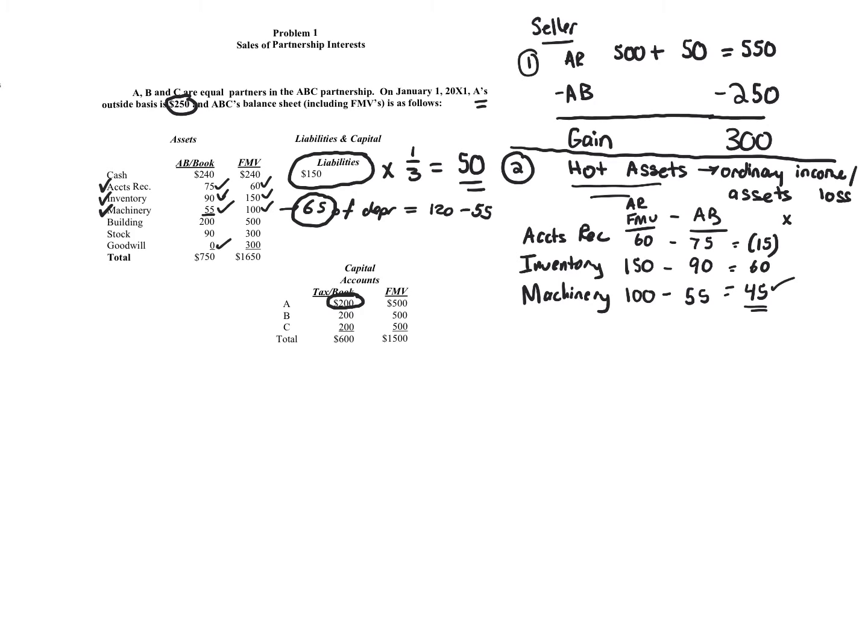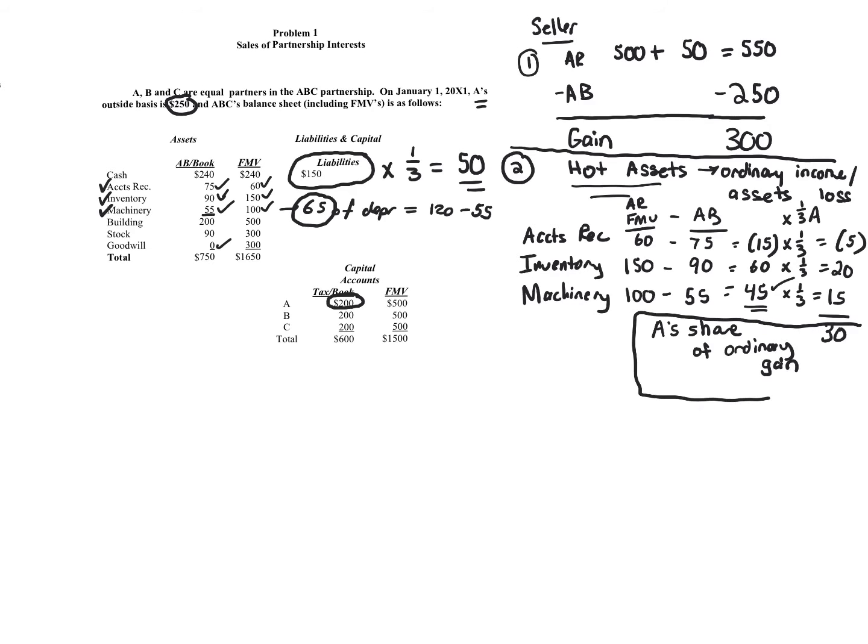We then are going to take our partner that's leaving or selling the interest, their share. So A has a 1/3 interest, so we take 1/3 of that for A's portion. And we get a -5, 20, and 15. We then sum them all together. When we sum these all together, we get positive 30. This is A's share of ordinary gain. So A has, in this transaction, $30 of ordinary gain.